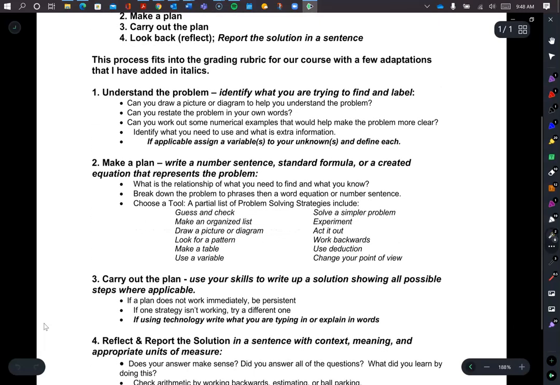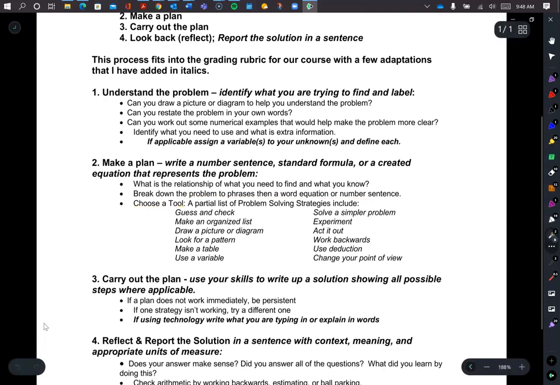The next step would be to make a plan. You're going to write a number sentence, maybe use a standard formula, or create an equation that represents the problem. You'll make that up yourself using the variable that you defined. So think about what the relationships are, of what you identified up here as what you need to find and what you already know. Break down the problem into phrases, maybe do a little word equation, and then translate that over to numbers and symbols.